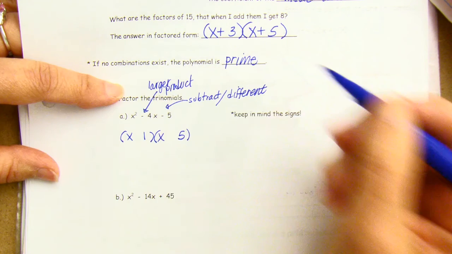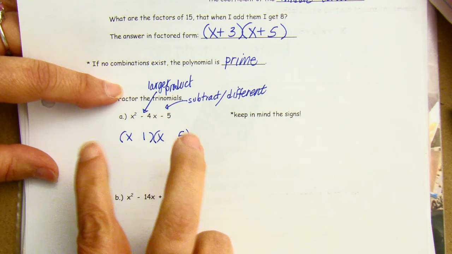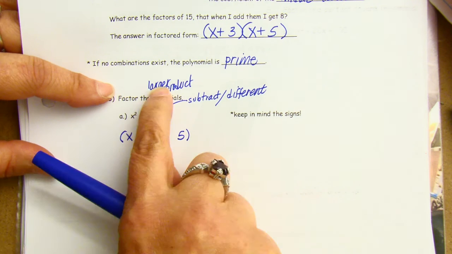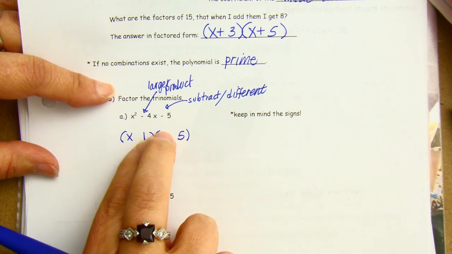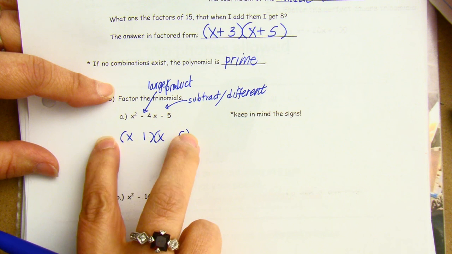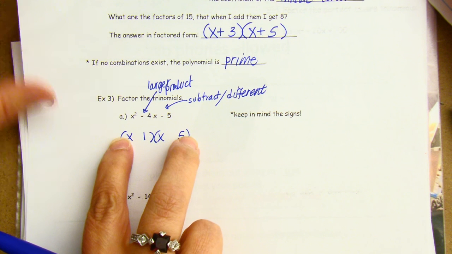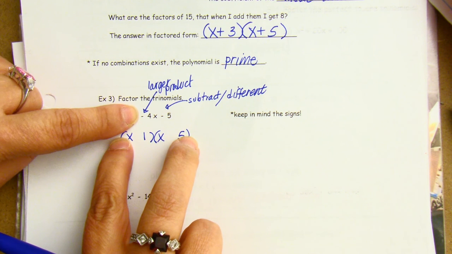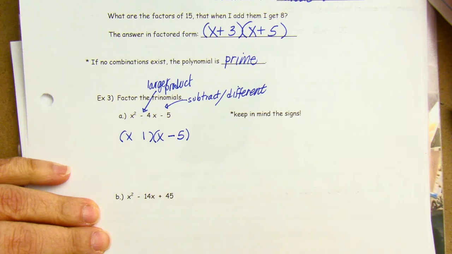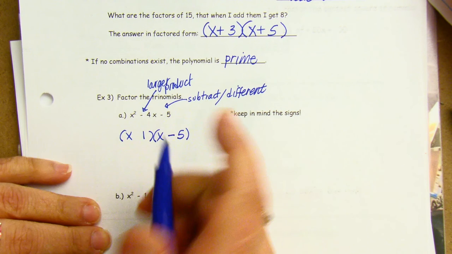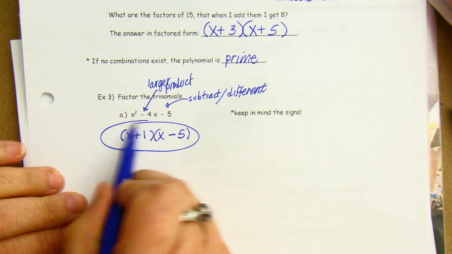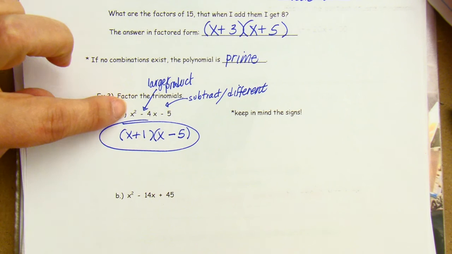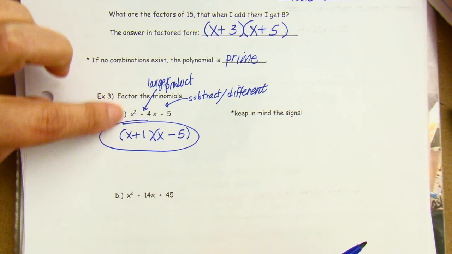So you have to ask yourself, what's the larger product of my outers and my inners? Okay, larger product, I'm talking about the product of the outers and the inners. Is 5x bigger than 1x, or is 1x bigger than 5x? And you say 5x is bigger, so 5x gets the negative. The negative has to go here in order for me to get a negative 5x. The positive goes here. And if you check it, you're going to end up with your original, because remember, we're dividing this. So since we're dividing this by factoring, when I multiply this out, I should get the original problem.